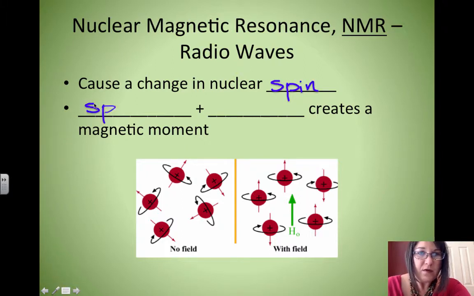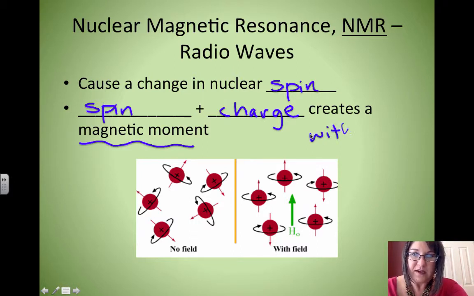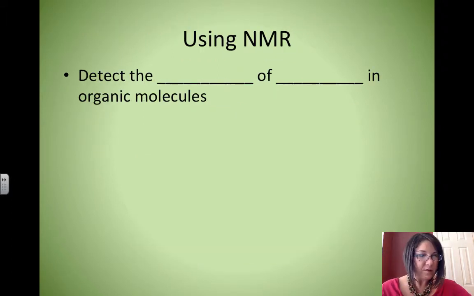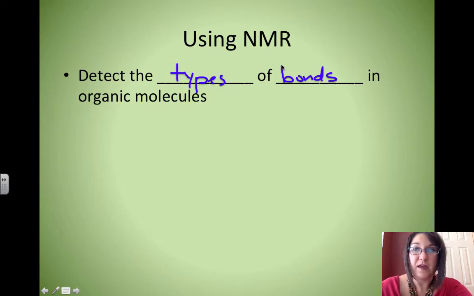And anytime we connect the spin and a charge together, it creates a magnetic moment. Therefore, when we apply a magnetic field, we have nuclei that are either lining up with the magnetic field or they would align against the magnetic field. So we can apply this then to detect the types of bonds that can be found in organic molecules. And that's why you'll study this in organic chemistry.